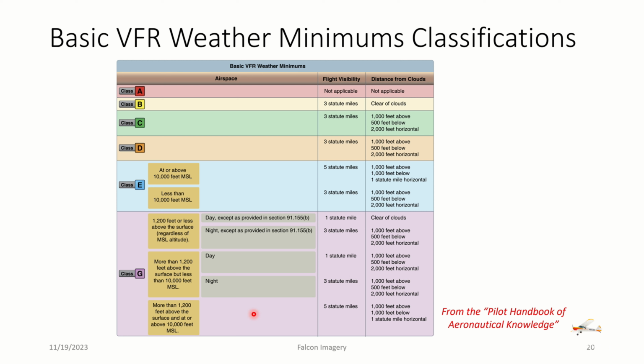And then the last scenario is when you're more than 1,200 feet above the surface and at or above 10,000 feet MSL. You need 5 statute miles of visibility, and you need to be at least 1,000 feet above or below the clouds, and have at least 1 statute mile horizontal separation from the clouds.